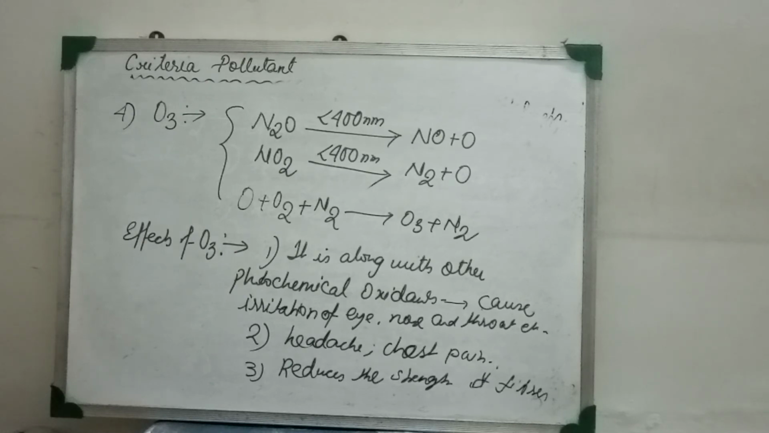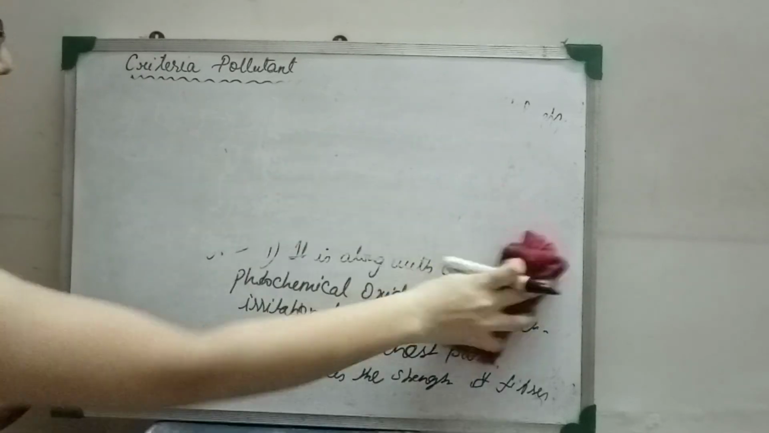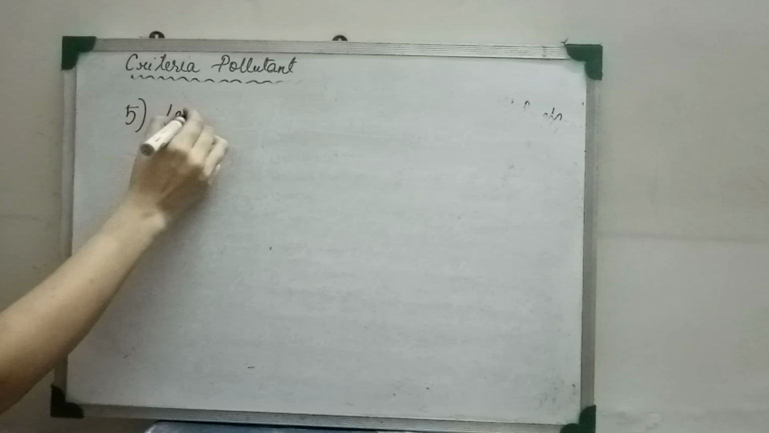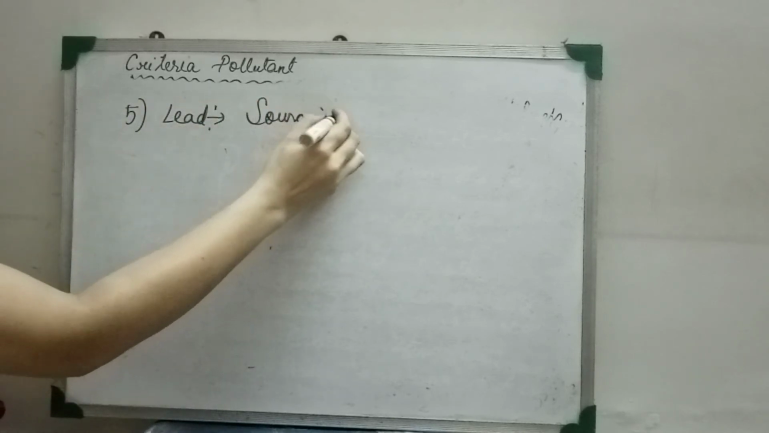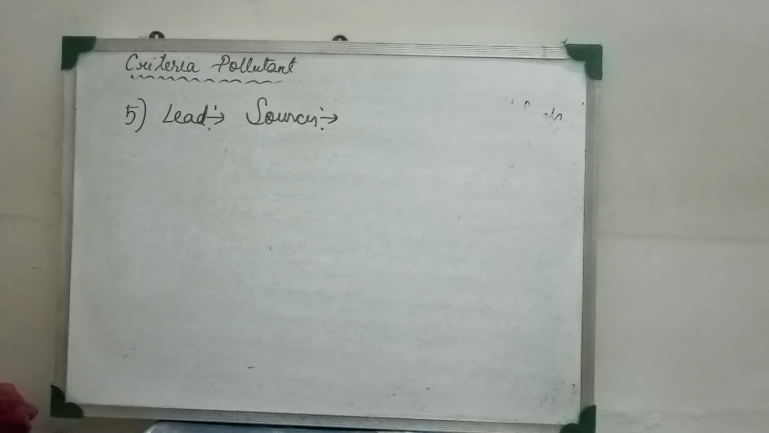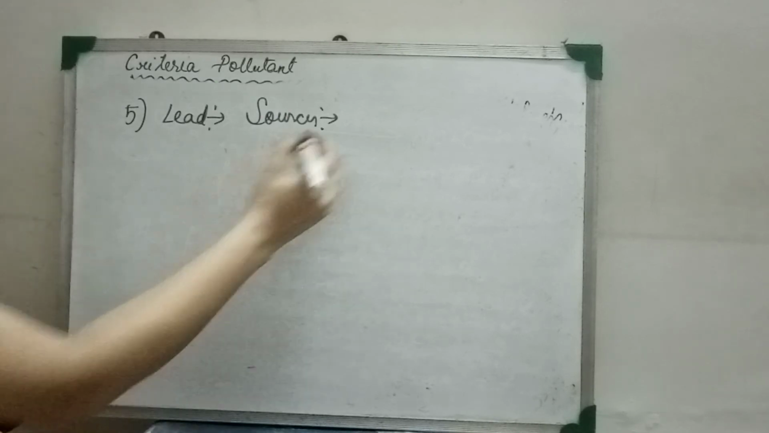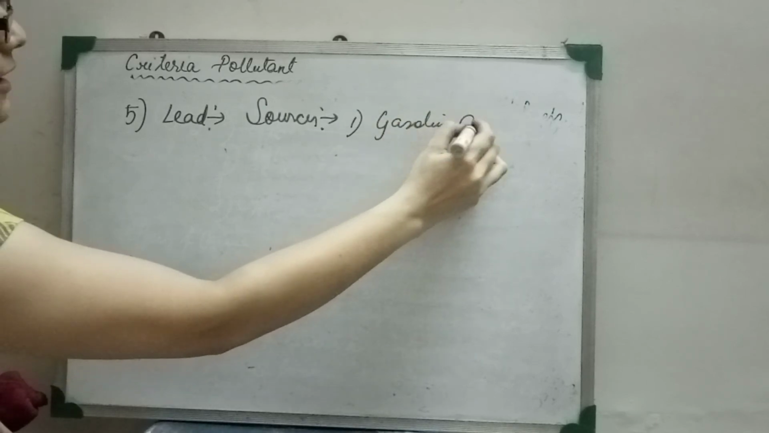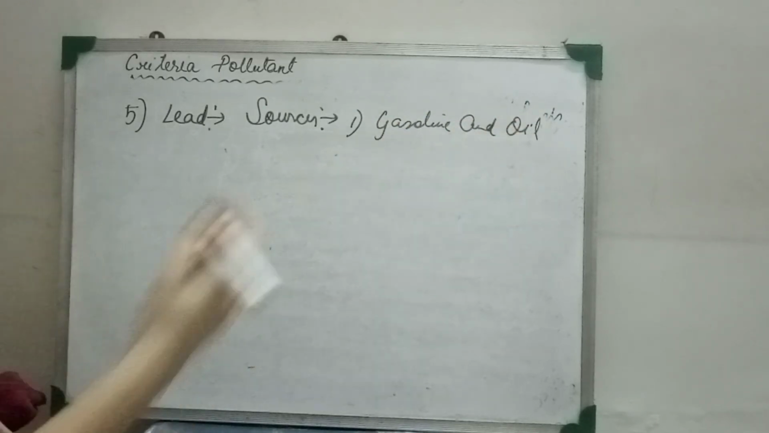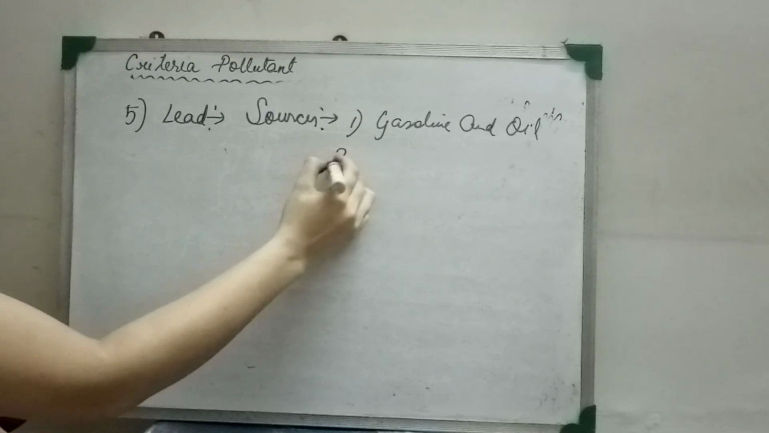Now we will move on to the fifth criteria pollutant, that is lead. First we will see the sources of lead. Sources include gasoline and oil burning, which includes lead as an anti-knocking agent, tetraethyl lead. So burning of gasoline and oil is one of the sources of lead in the atmosphere.